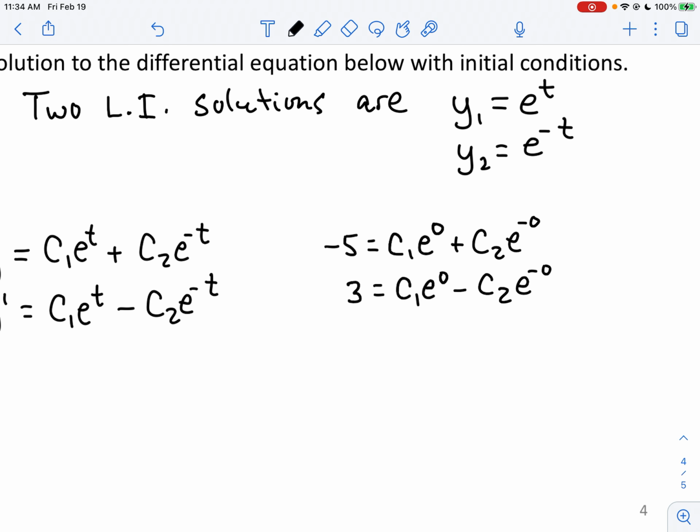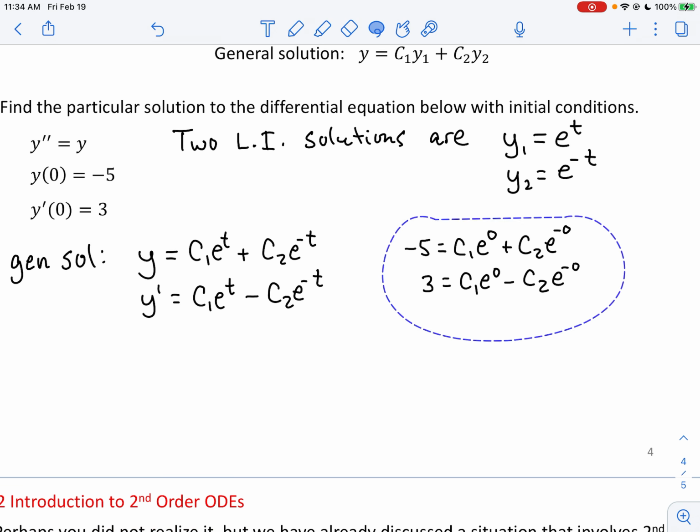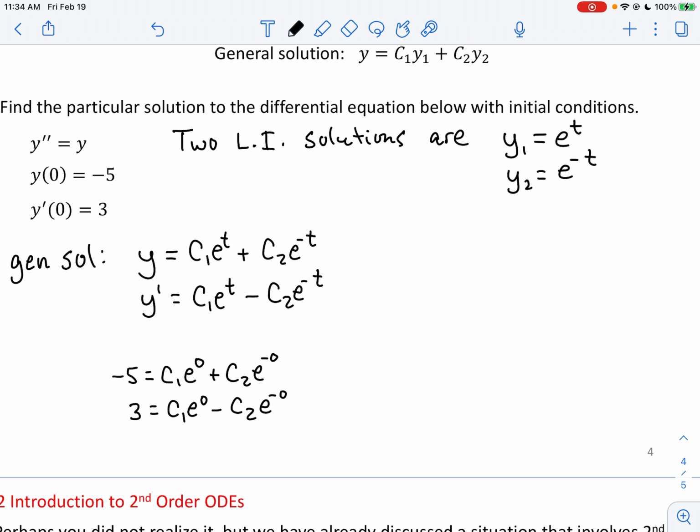Now these e to the zeros all go away. They all become 1s. And so our system now looks like negative 5 equals c1 plus c2, and the other is 3 equals c1 minus c2. And we want to solve this system of equations for c1 and c2.